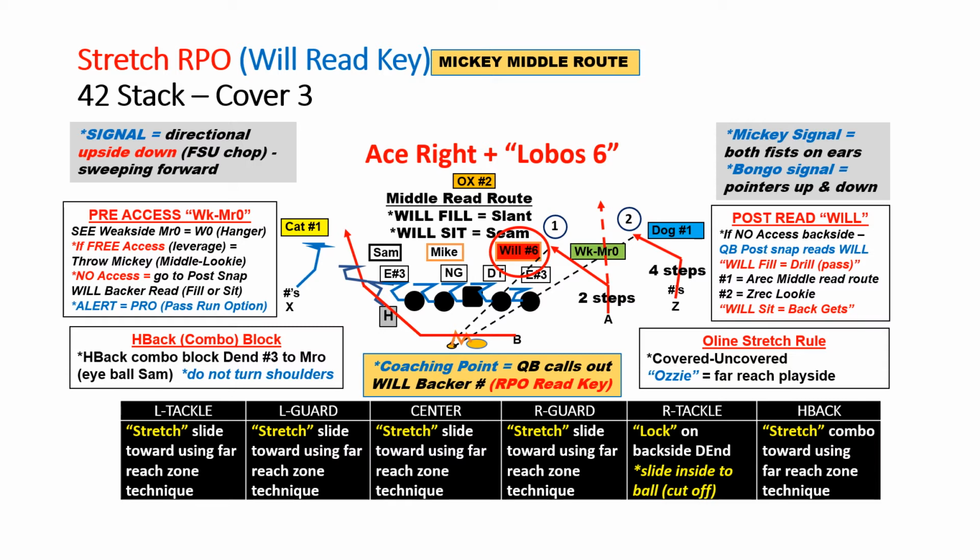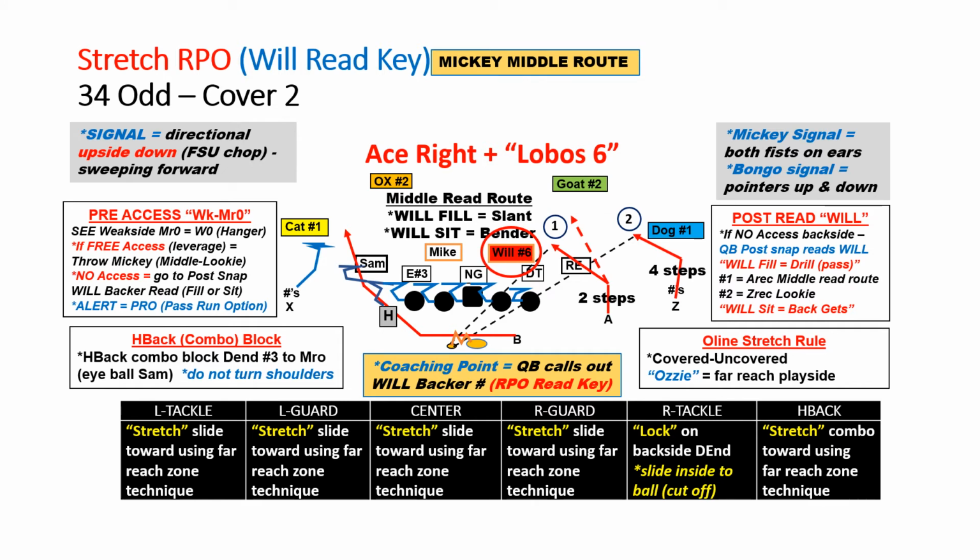The A receiver is going to go ahead and do his Mickey middle read route. If that will fills, he runs his 2-step slant and replaces him. If he sits, then you can see he's going to go to the seam with a 1 high safety, running away from that safety's location. Z still running his 4-step looky. Quarterback still has the same read inside out.